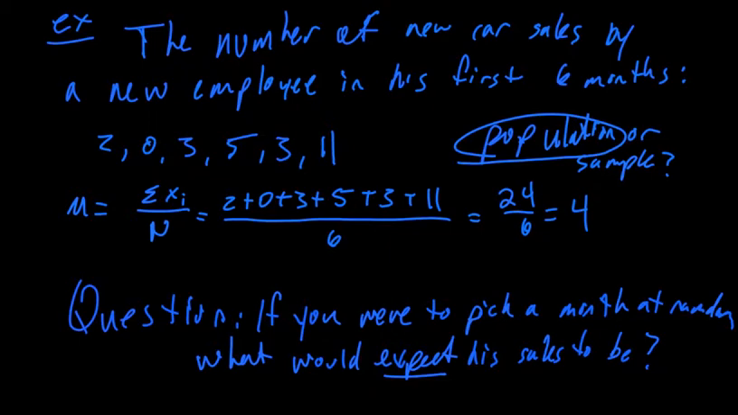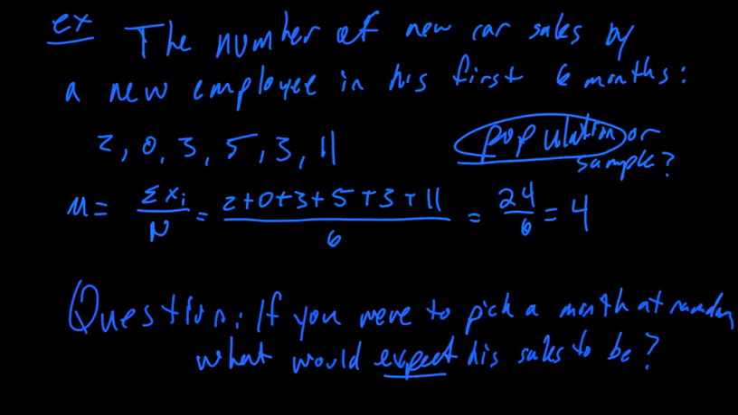So we need the sigma, or not, excuse me, we need capital sigma of all the x's, the sum of all the x's, over big N, which is the same thing, just how many there are. So add those up, you get 24 over 6, or 4.